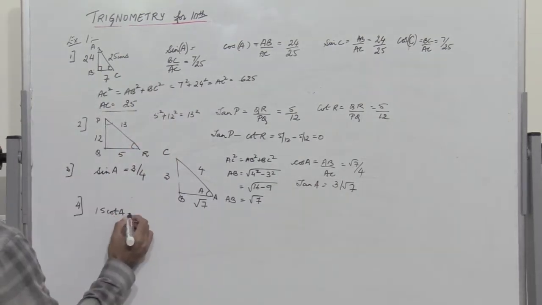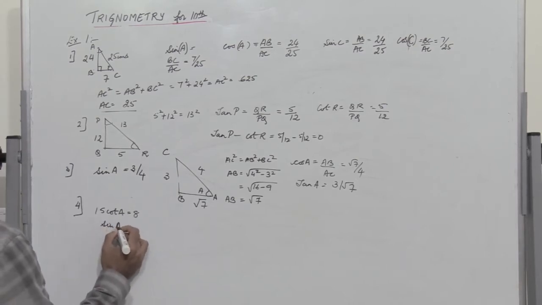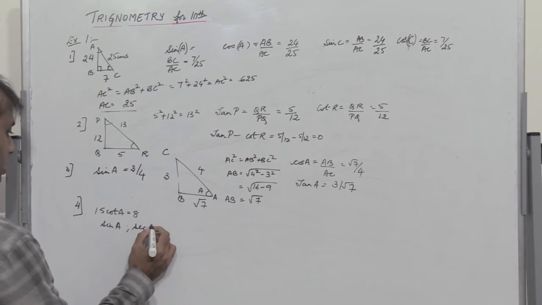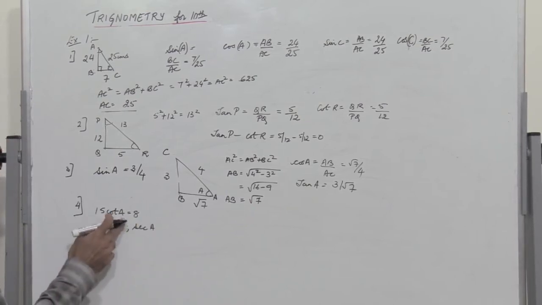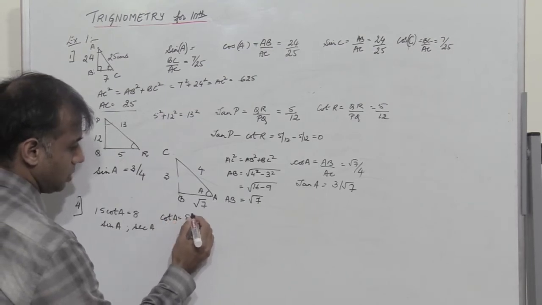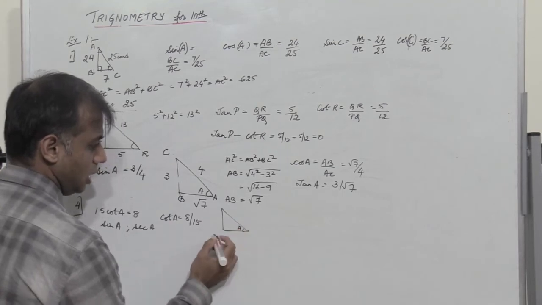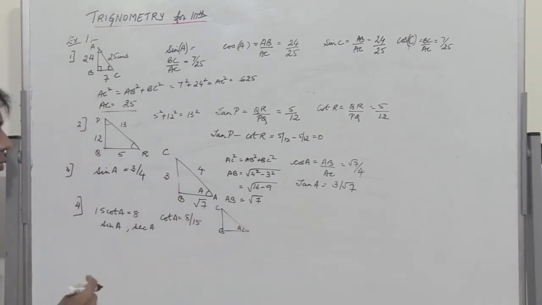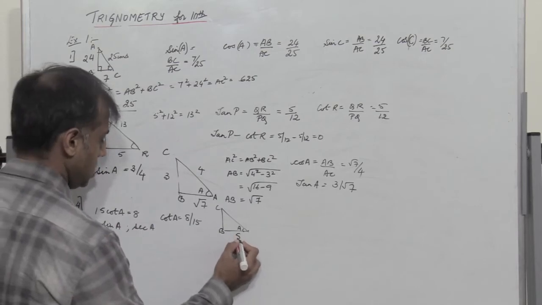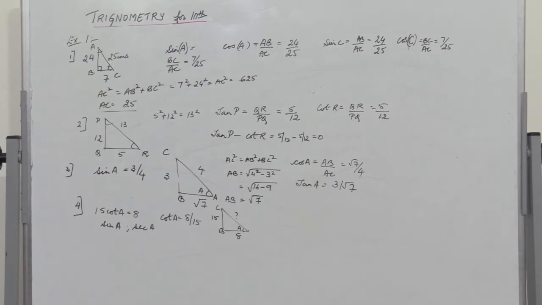Next, cot A is 8 by 15. Okay, so we need to find sine A, and we also need to find secant A. So again have a right angle triangle. So this is A, B and C. So what is cot A? Cot is adjacent side by opposite side. So adjacent side is 8, opposite side is 15. So I need to find AC, which happens to be the hypotenuse.